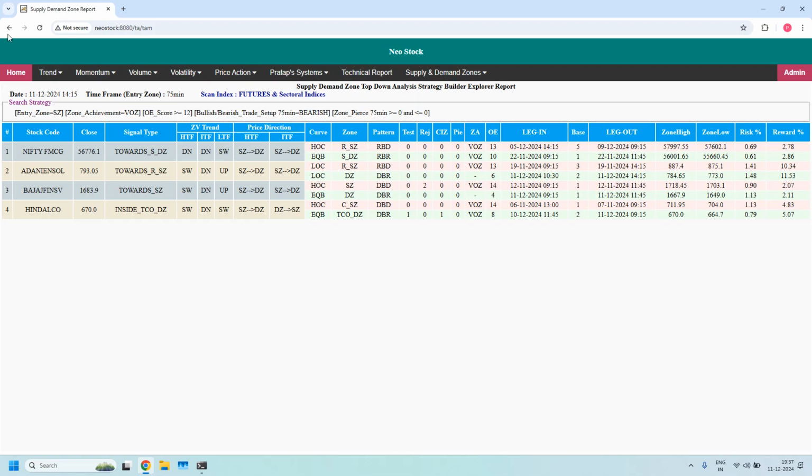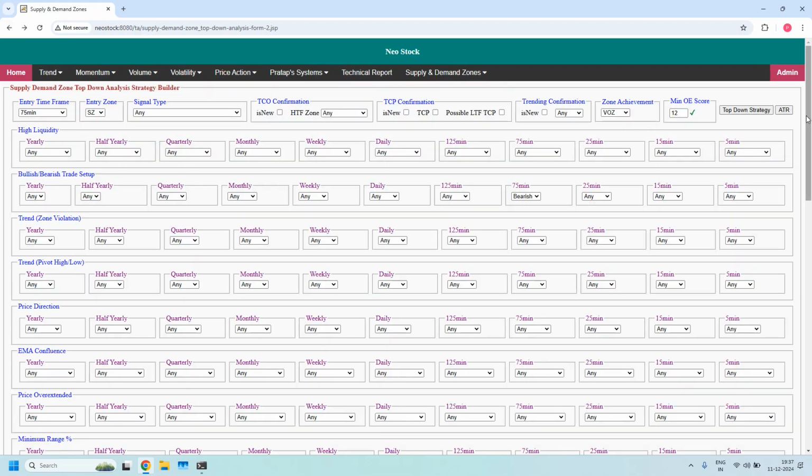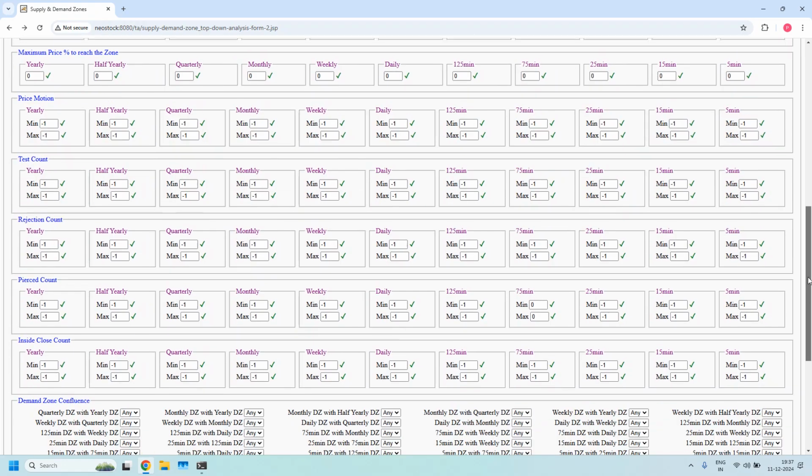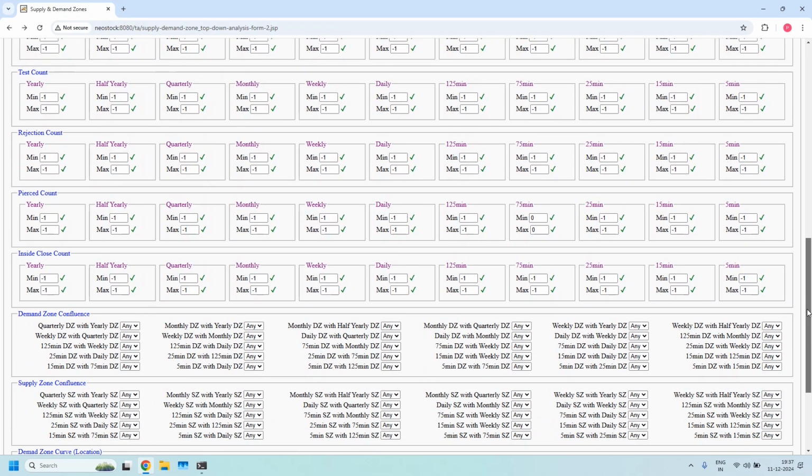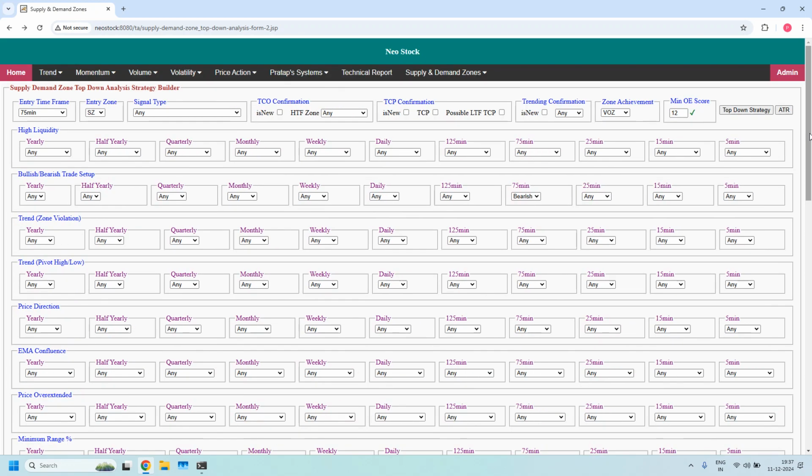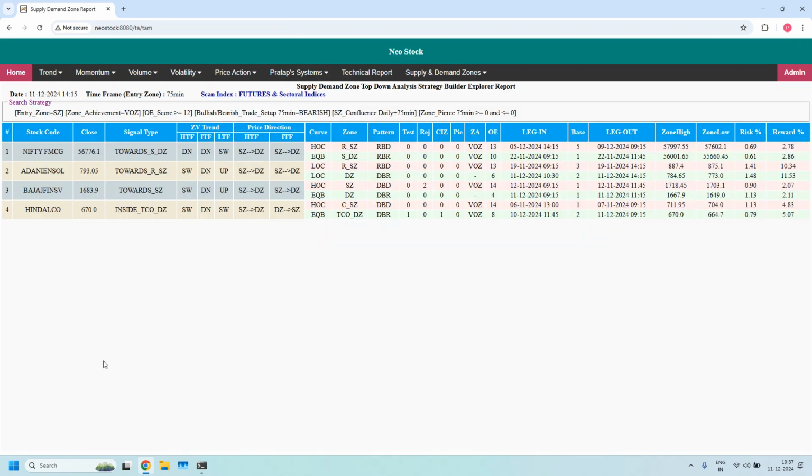So first filter is based on LTF and ITF supply zone confluence. Let's filter. That is 75 minute supply zone with daily supply zone confluence. A filter is enabled. With this, out of 4 stocks, we got all 4 stocks. So in all these 4 stocks, these 75 minute supply zones are part of the daily supply zone. And the daily trend is down in all the 4 stocks. And 75 is part of the daily.